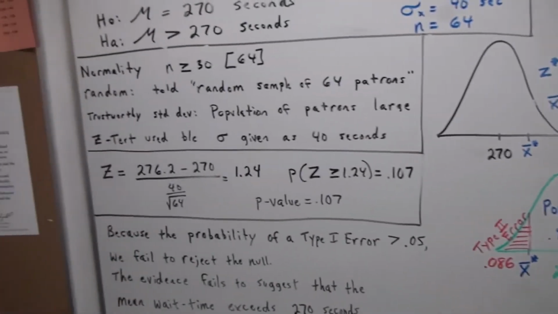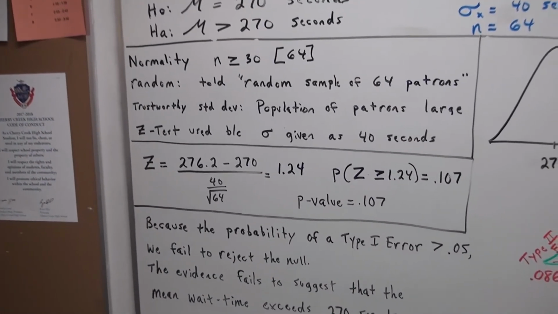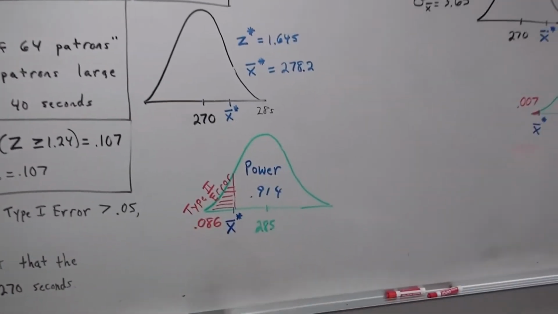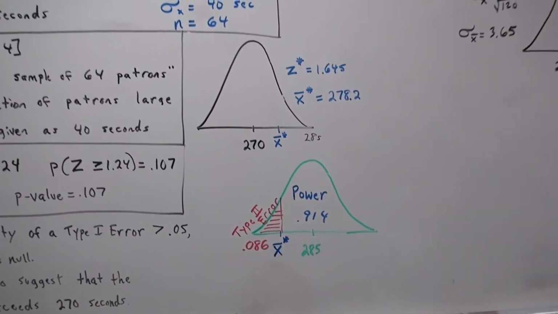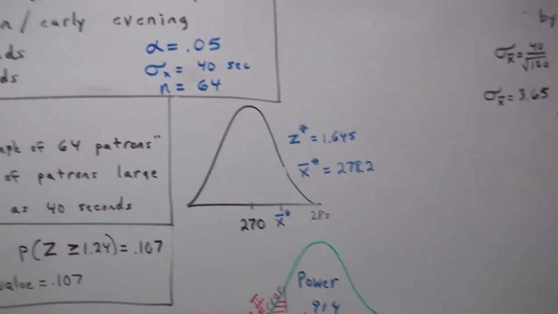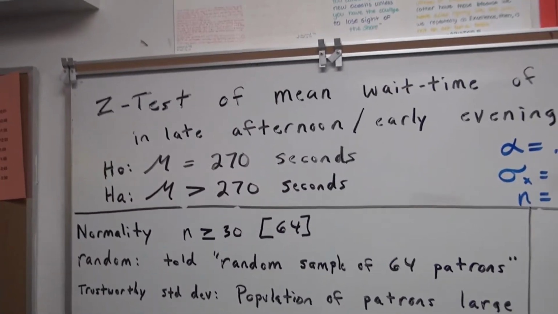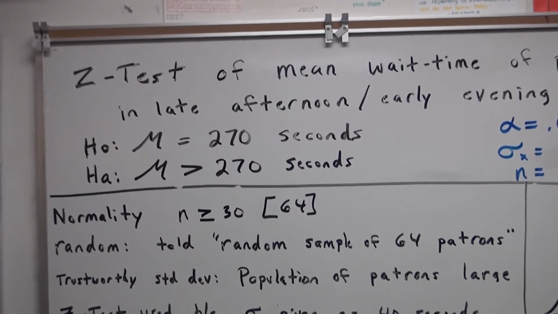So really, we never would do this after we took a sample and ran a whole test. We would do this ahead of time to make sure that the sample we take and the test that we run is going to be good. So what we want to do is we're going to assume the null is true. Somebody is going to have to give us an alternative mean.